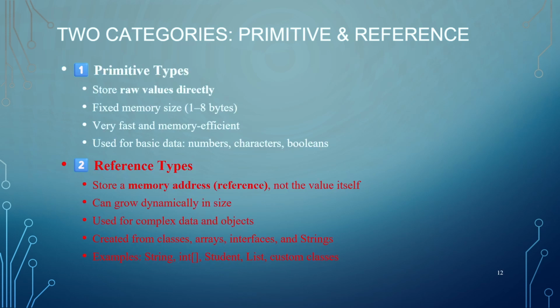Reference types, in contrast, do not store the actual value. Instead, they store a memory address, or reference, that points to the data stored elsewhere in memory. These types can grow dynamically in size and are used to represent more complex data structures. Examples include String, arrays like int array, user-defined classes such as Student, collections like List, and other custom classes.